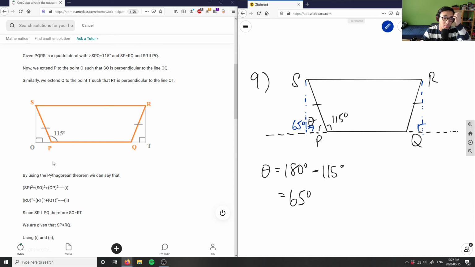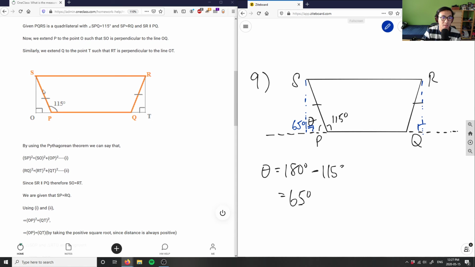But we know that here SP, SR and PQ are parallel. So therefore SO and R equals RT, right? These two lengths here are the same. So therefore we can say that SP and RQ have the same length. These guys here have the same length, and we actually know that because of the dash here, right?